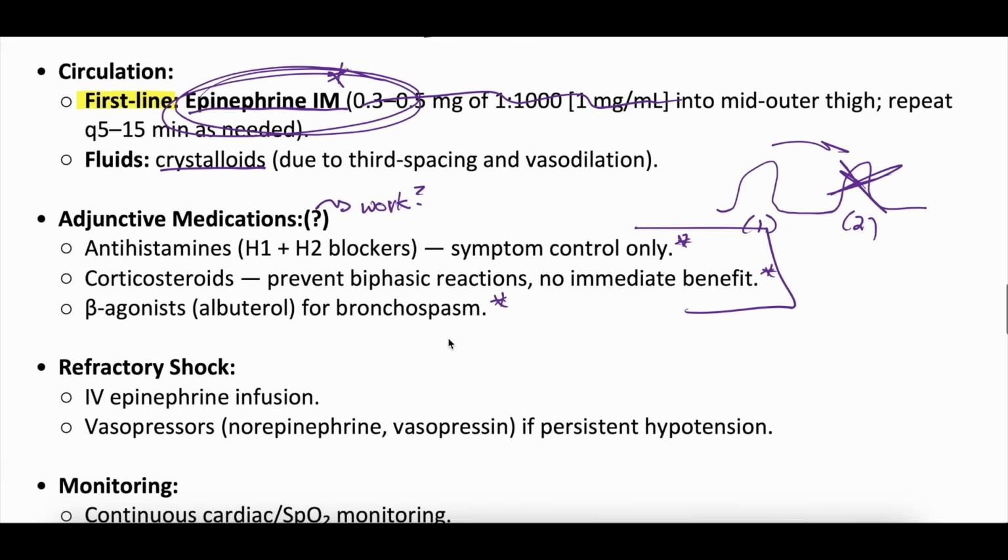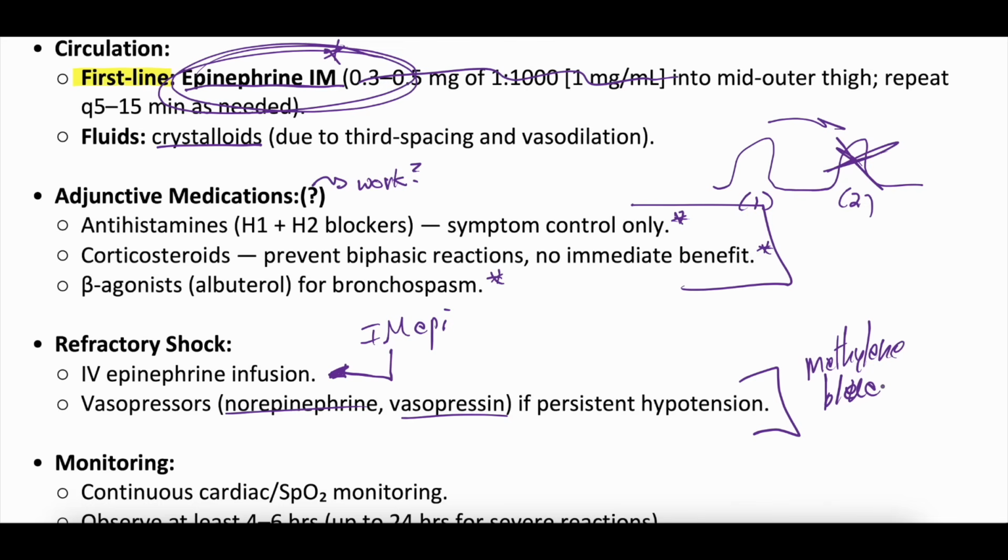If there is refractory shock, you've given IM epi a time or two, and there's still refractory anaphylaxis, you might have to start them on an intravenous epinephrine infusion. Okay, so that's kind of the next line of therapy. And if there's still persistent hypotension despite that, sometimes norepinephrine, vasopressin, people even talk about, although we don't do this, things like methylene blue for these patients with refractory hypotension in the setting of anaphylaxis despite epinephrine infusion.